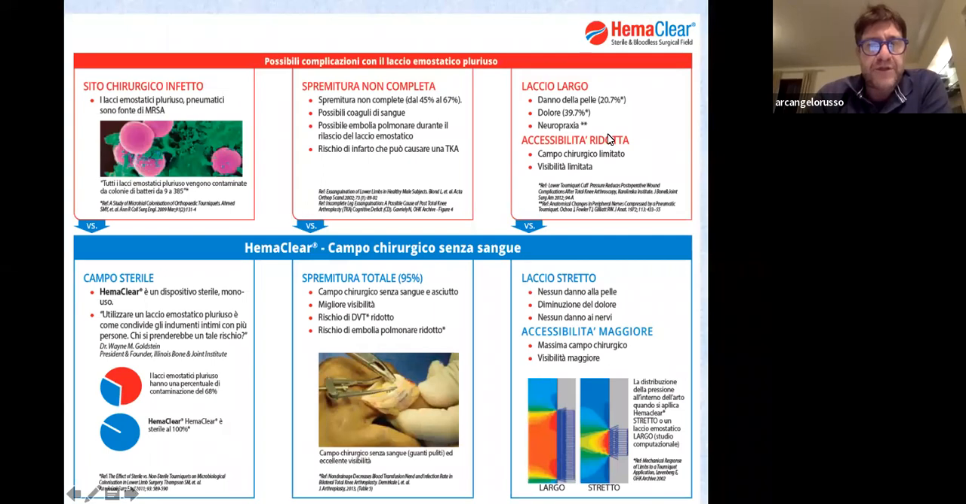In this picture is the difference between the multi-use device and the HemaClear, which is a single-use device. This is important for the sterility of the surgical field.